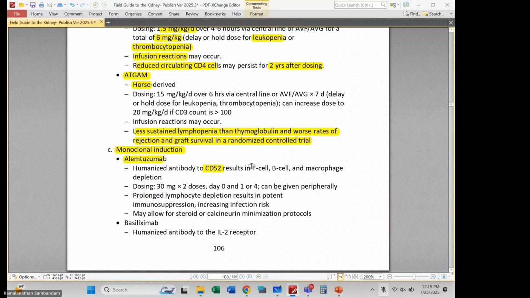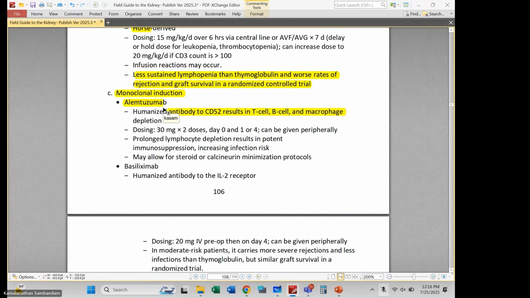That CD52 molecule is present on a wide range of immune cells, including T cells, B cells, and macrophages. In fact, some studies that have documented rejection after receiving Campath show that many times it's a plasma cell rich rejection, because the T cell, B cell, and macrophages are unavailable for rejection because of the profound depletion that results from alemtuzumab in those cell populations.